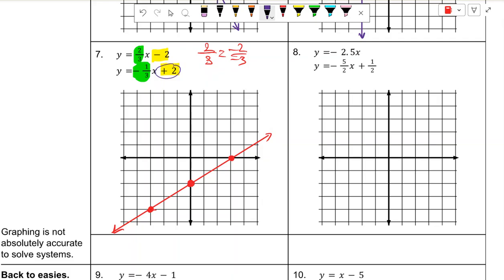Our b is positive 2, and our slope is negative 1 over 3. So that's down 1 over 3. Down 1 over, well, we don't have enough room, so what's equal to negative 1 over 3? 1 over negative 3. So we're going to go up 1, left 3. So that's plenty to graph.